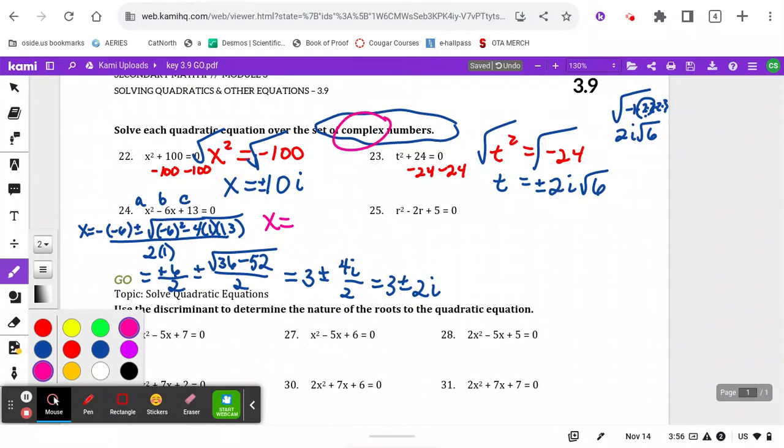So this answer right here is 2 imaginary roots, or 2 complex roots. We're going to learn about this word tomorrow. I didn't use that word today. 3 plus or minus 2i from right here. Okay, so pause the video, get me a, b, c on the next one, and see how you do.